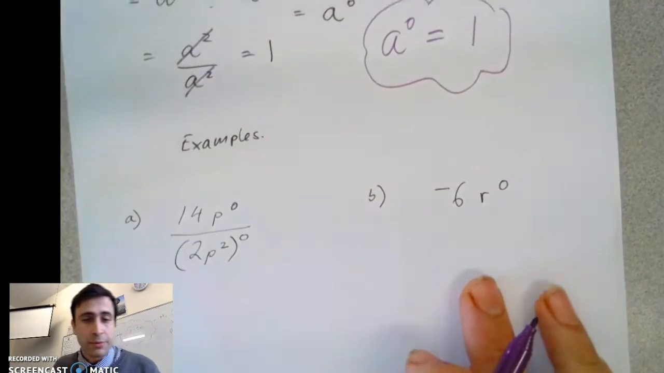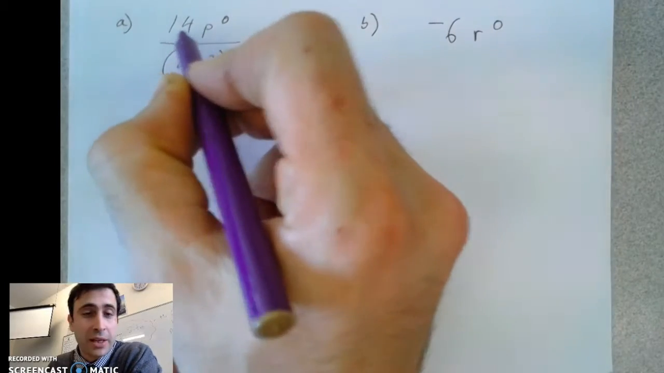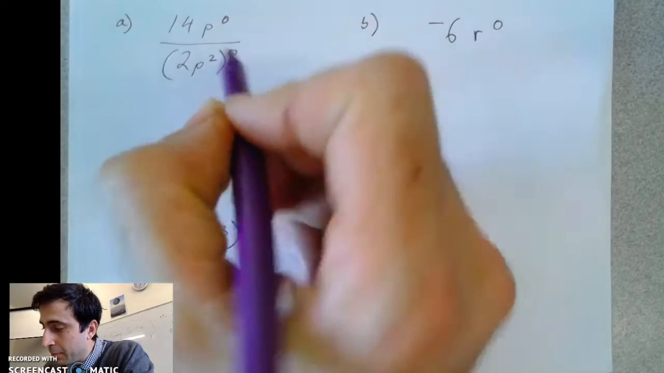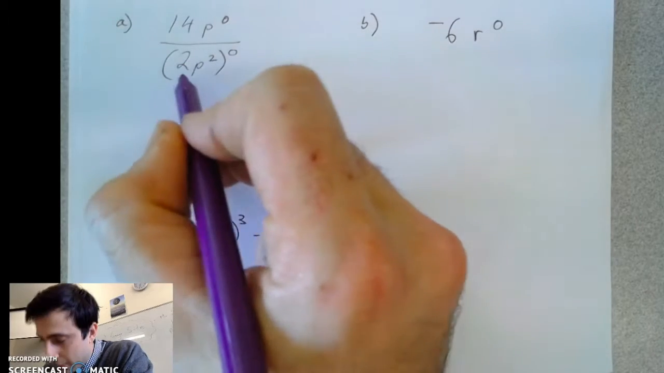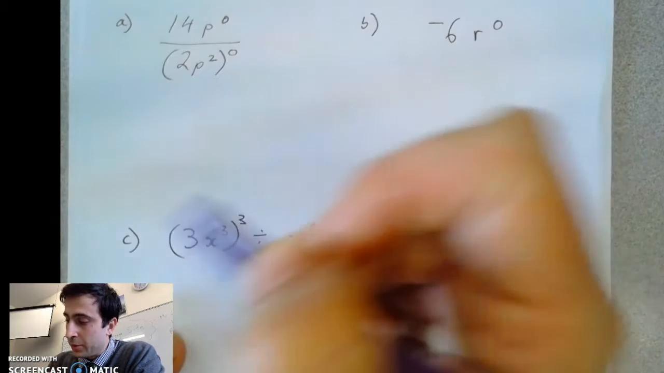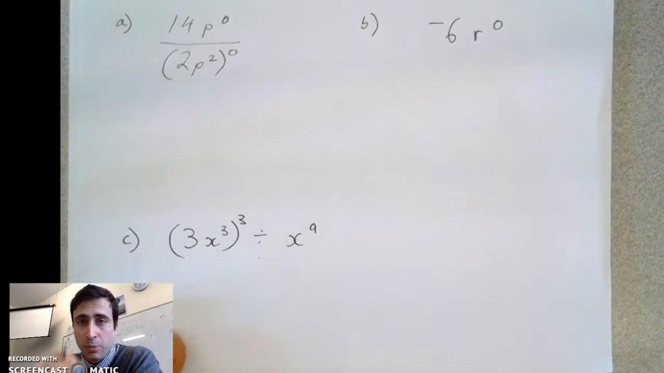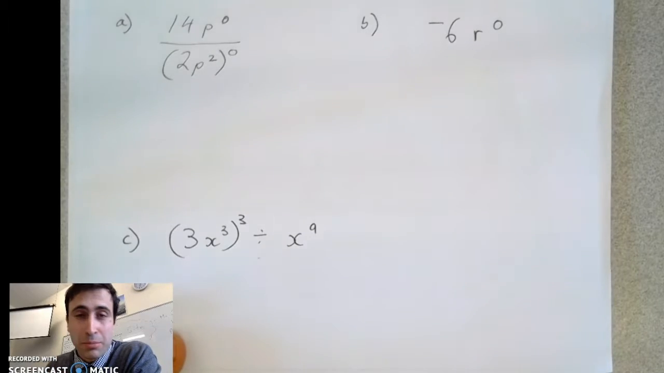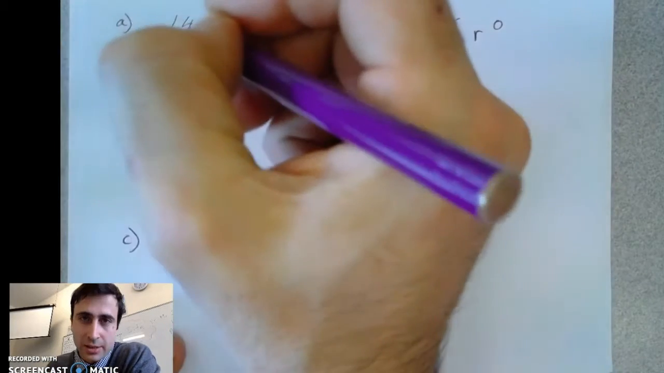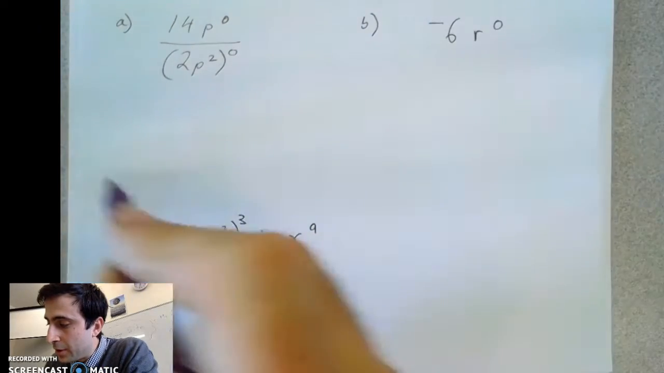So if I've got a situation where I've got 14p to the power of 0 divided by 2p squared in brackets to the power of 0. What you notice is that with all of our index laws, to do the next one, you need to be able to do the index law past. And so they're cumulative, they add up. And if you miss one, you're going to find it hard to do the next, and then the next, and then the next. So let's have a look at this one.